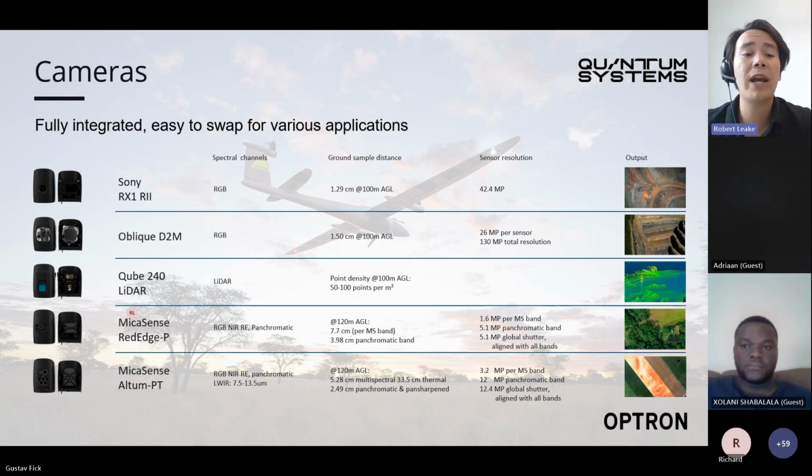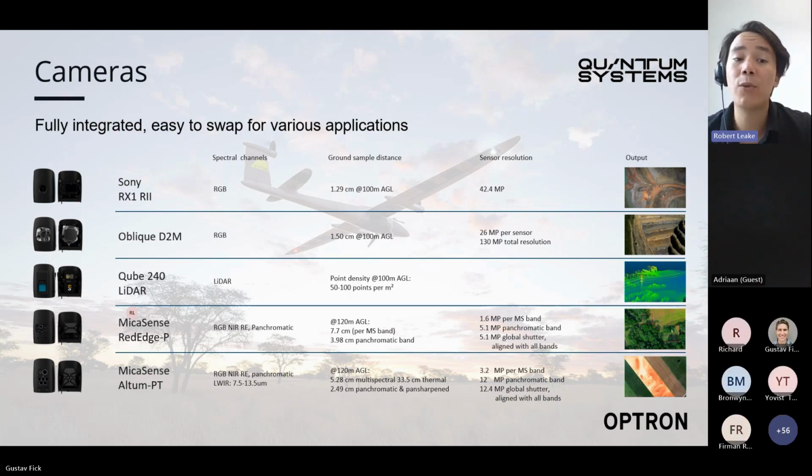And then last but not least, we have the 2 MicaSense cameras there as well, both the RedEdge-P and the Altum-PT. Both of these are focused on the more agricultural types of applications, of course, but we have both of those options with the 2 different sets of resolutions and GSD that you would get accordingly.